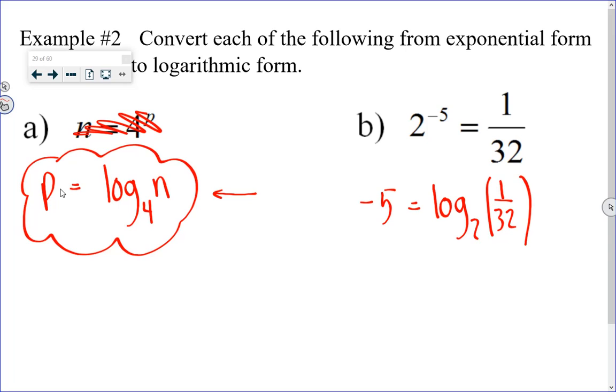Logarithms can be negative. Logarithms can give you a negative exponent. You can't take the log of a negative, though. Any questions with A or B? All right, well, that's good.